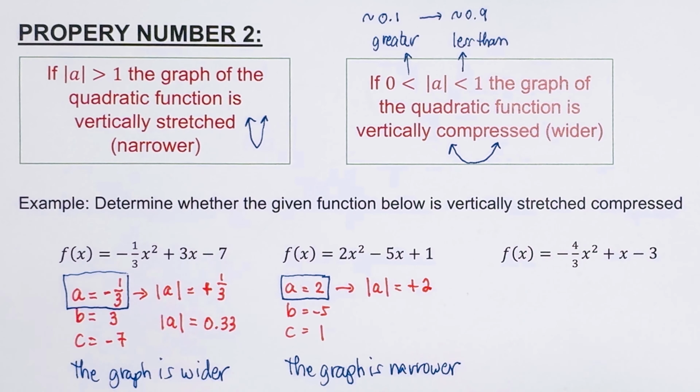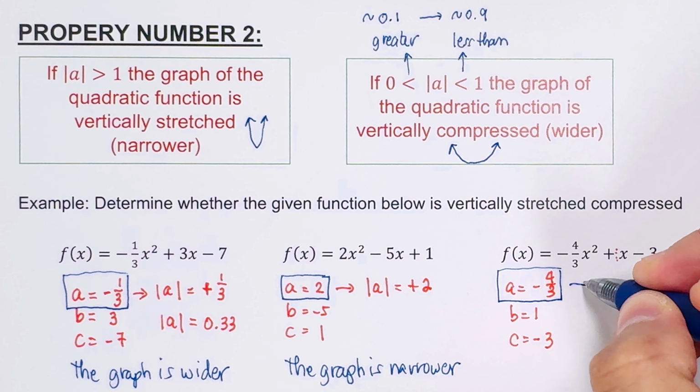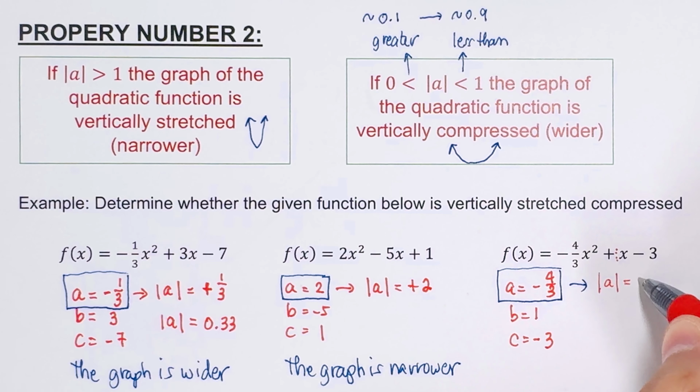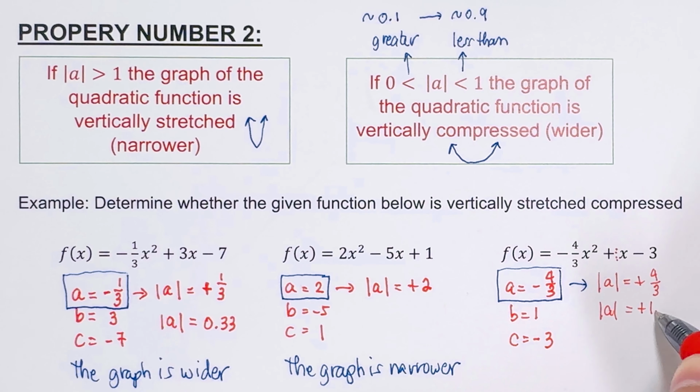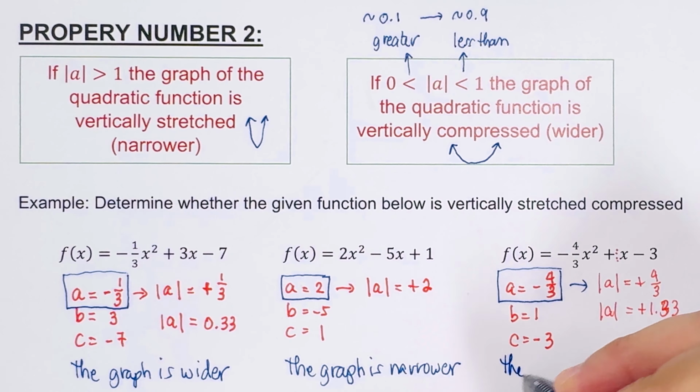Let's have the third one here. Again, we're looking at a. We need to find the absolute value. Absolute value means we take the positive. That is +4/3. You can use a calculator to divide it. 4 divided by 3 is 1.33. +1.33. So is the graph wider or narrower? 1.33. The graph is narrower.